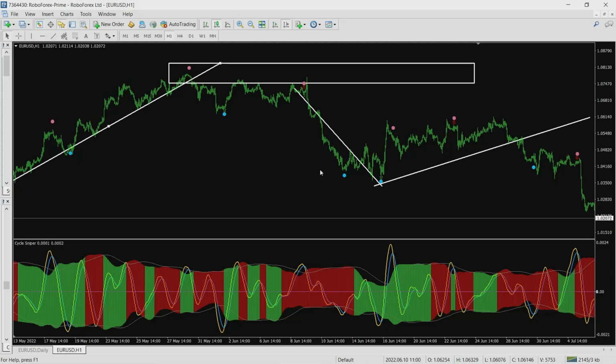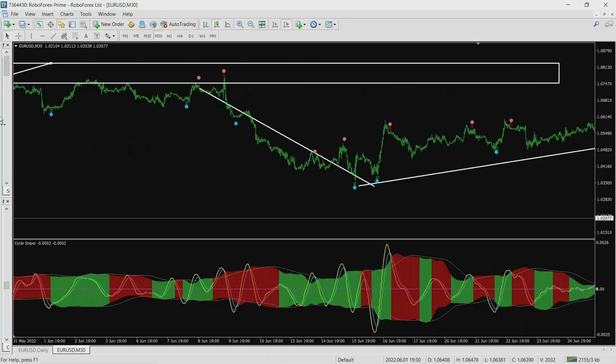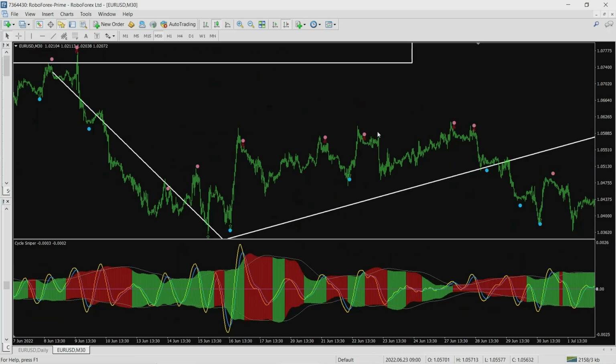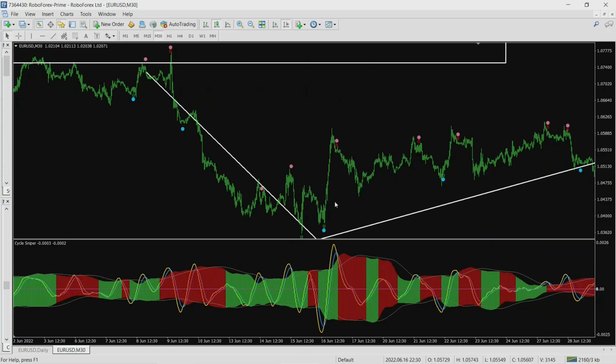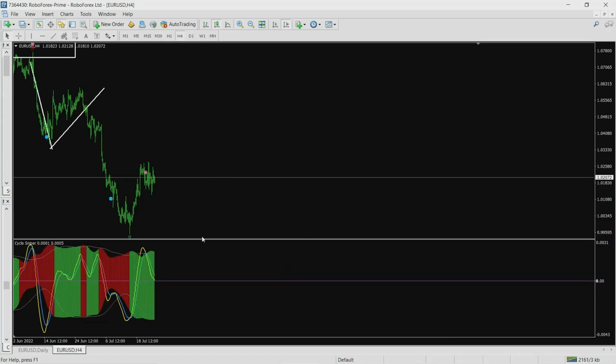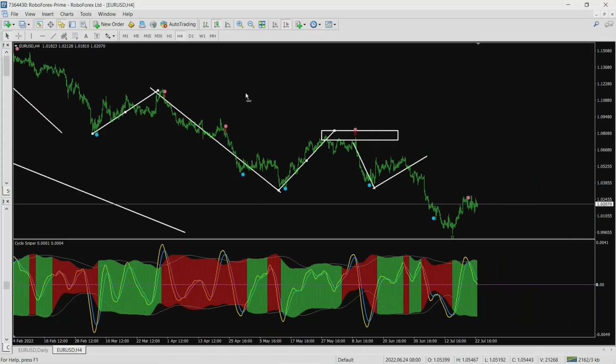For example, this one, 1 hour chart. Retraces, goes down. So as a trader, if you want to use this opportunity while focusing on the smaller chart, like 1 hour, 30 minutes, you need to focus on the bigger charts as well. So you need to see the bigger picture as well.